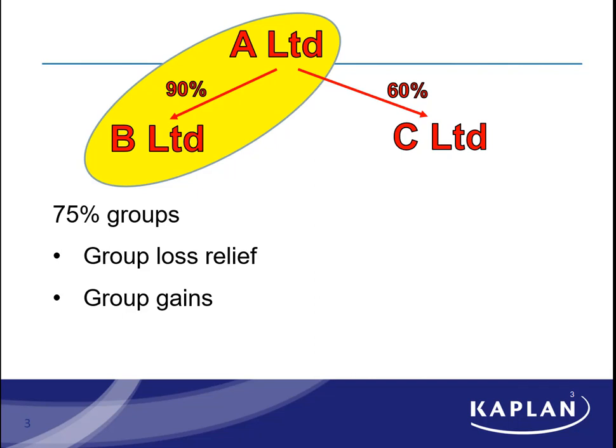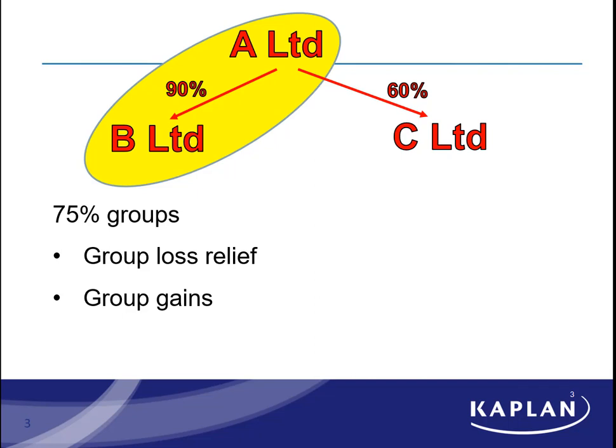Group loss relief, in simple terms, just says if one of A or B makes a loss, and group loss relief applies to pretty much all losses except for capital losses, they can pass the loss to the other group member, and the other group member can set the loss against their total taxable profits of that same period.